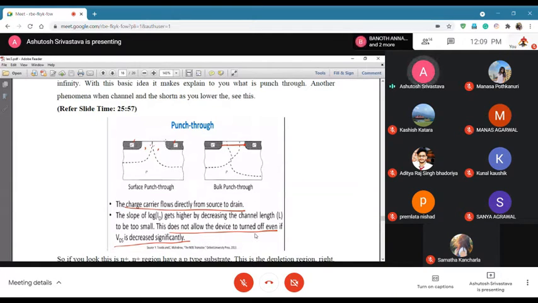Because you can already see, like in the previous case, if you have a longer channel length, the depletion region between the N plus source and P body and N plus drain and P body would not meet at any point. So there is no free way for charge carriers to move from, say, source to drain.